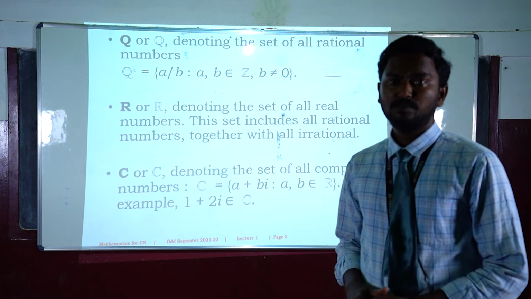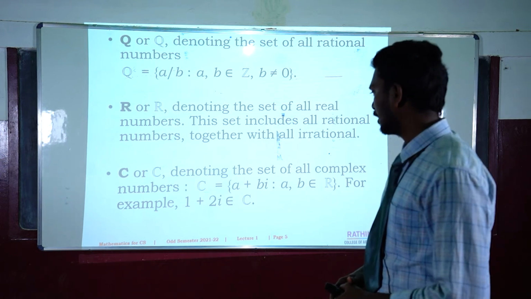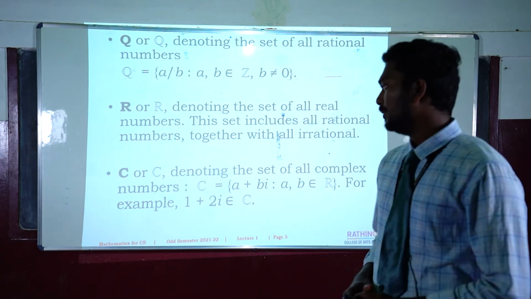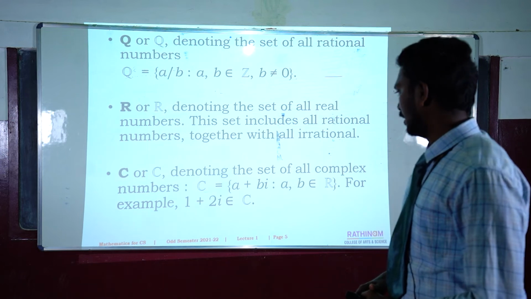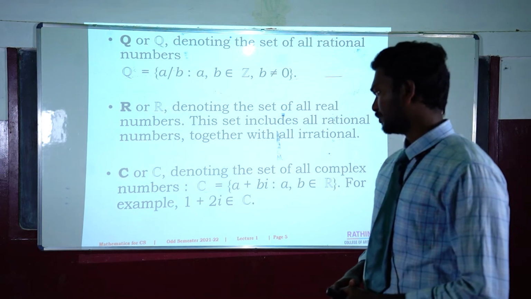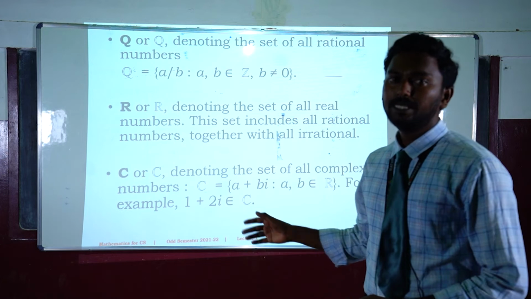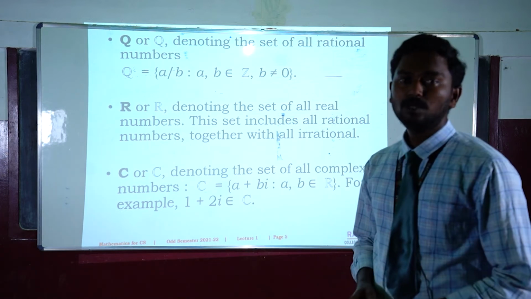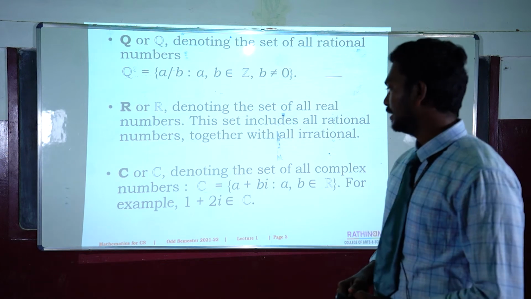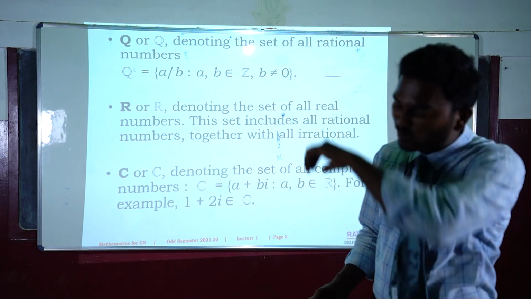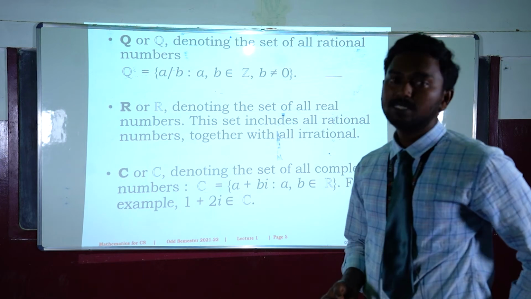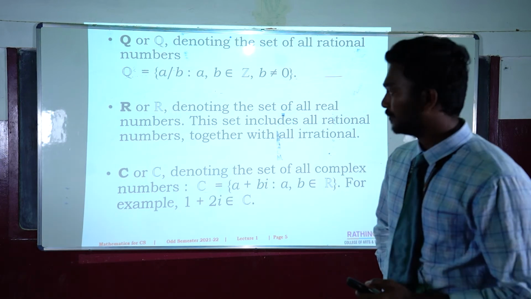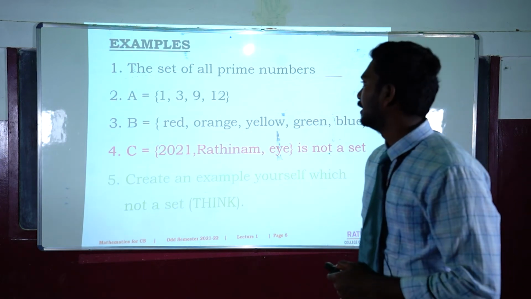In complex numbers, what is the form? a plus ib, where a, b belong to R. For example, take a equal to 1 and b equal to 2. Then 1 plus 2i belongs to C. That is a complex number. The collection of all complex numbers forms a set. Next example.